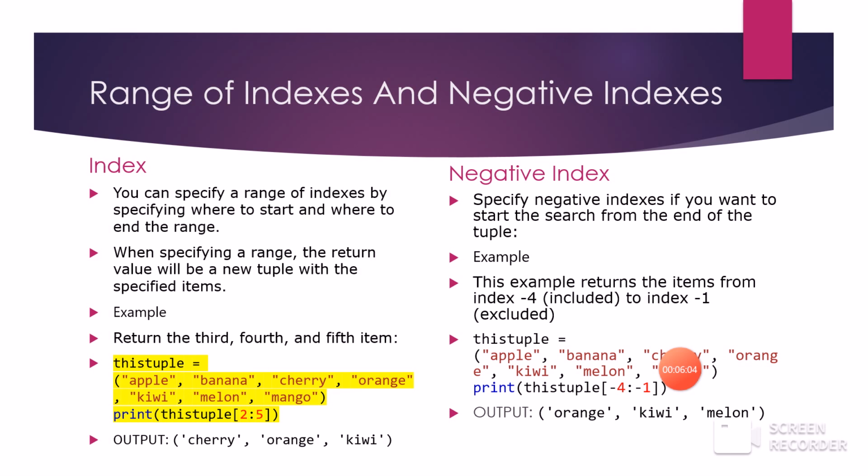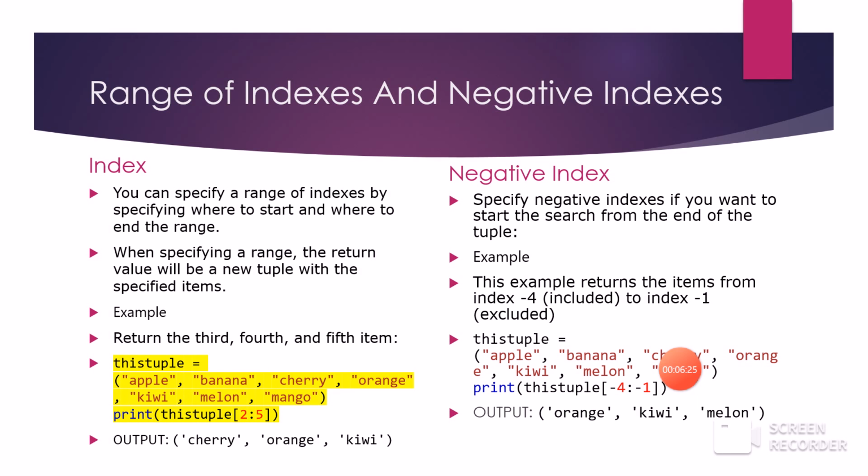In this tuple we give apple, banana, cherry, orange, kiwi, melon, mango, and we write print this tuple 2:5. So when we give the range 2:5, the index number 2 is counted and the index number 5 is not counted.